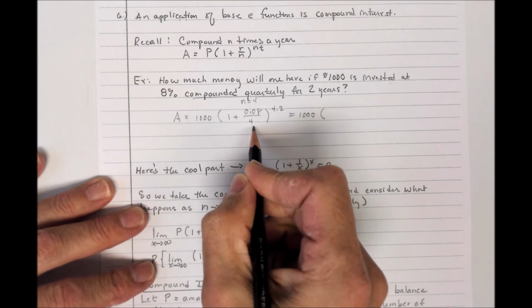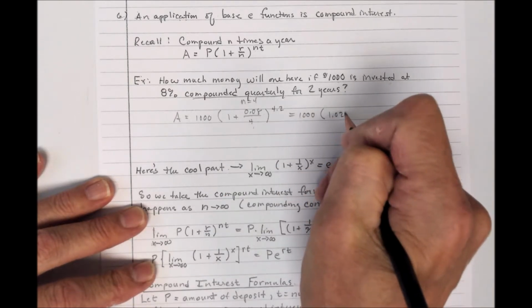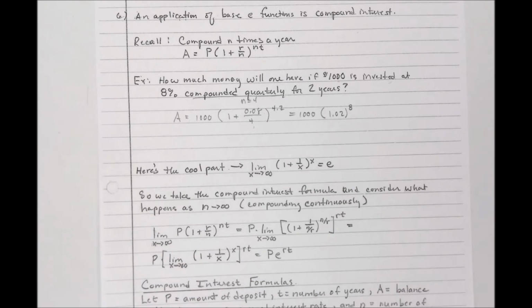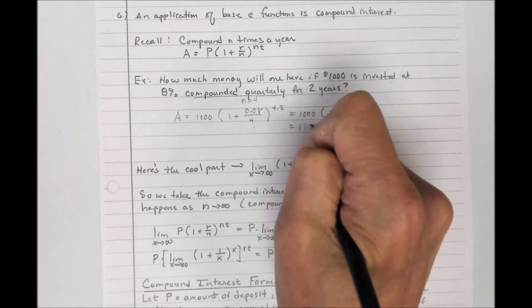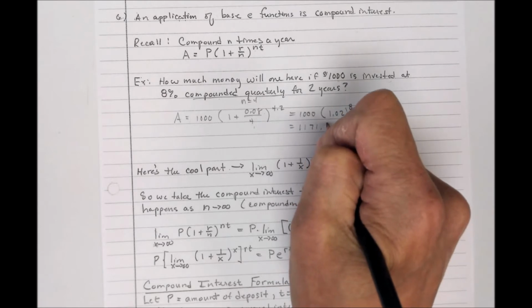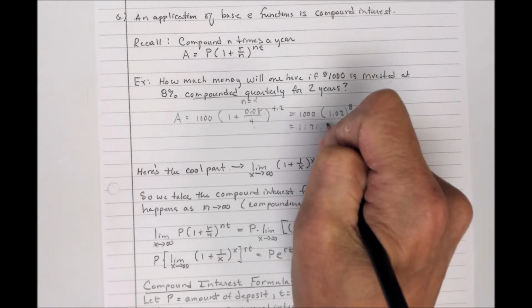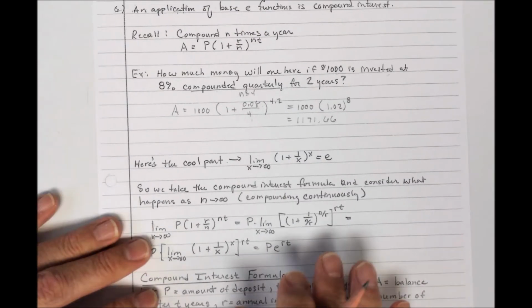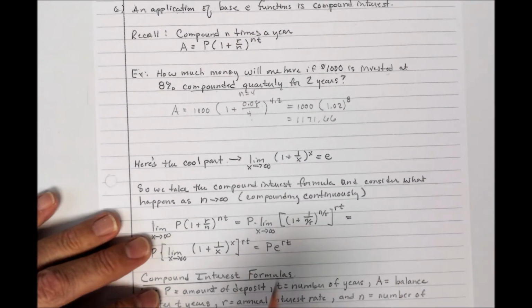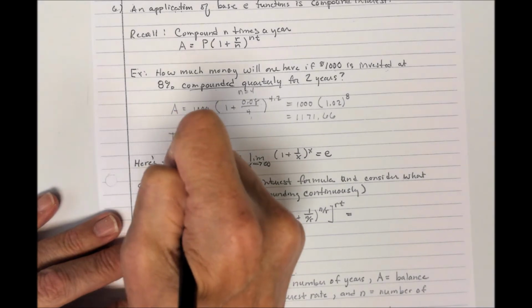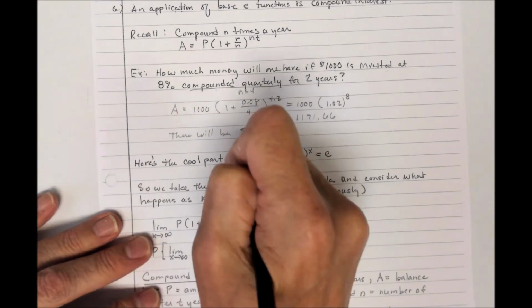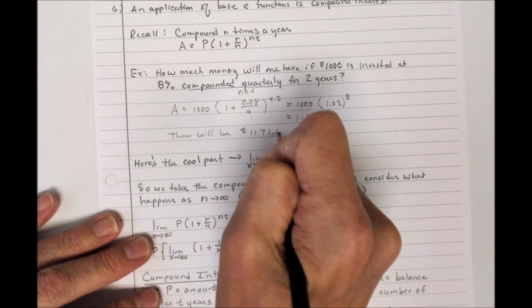0.08 divided by 4 is 0.02, so 1.02 raised to the 8th power. Now I just grab my calculator. Thank heavens for this calculator at times. 1.02 raised to the 8th power times $1,000 is going to give me 1,171.659. Since it's money, I'm going to round to the nearest penny, so 66 here, although the bank probably won't give you credit for that extra fraction of a penny. And so there will be $1,171.61 in the account.